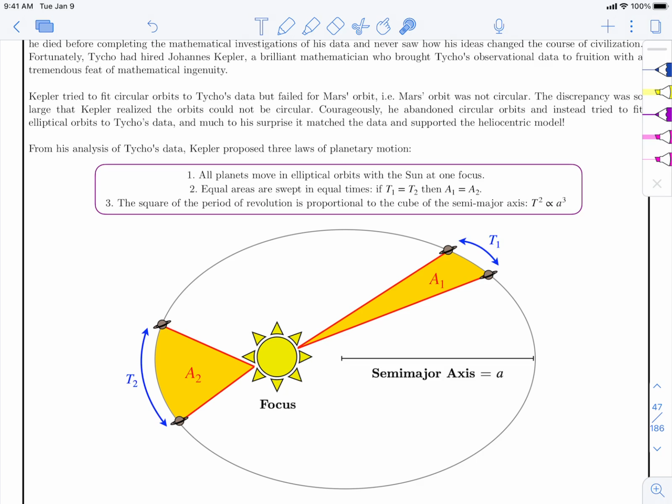That was his first law. Then he said, if you take a particular planet, suppose we take Saturn, and we observe Saturn at one point in its orbit, and let's say we wait a month and we observe Saturn again in a different position of its orbit. Now, Kepler was a brilliant mathematician.